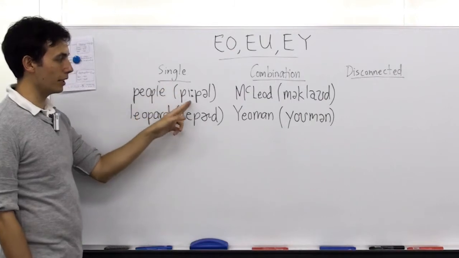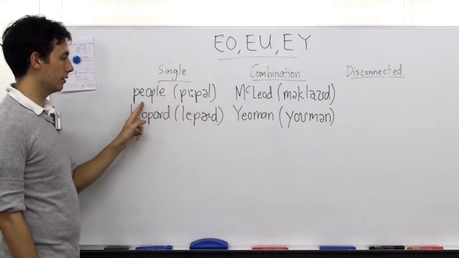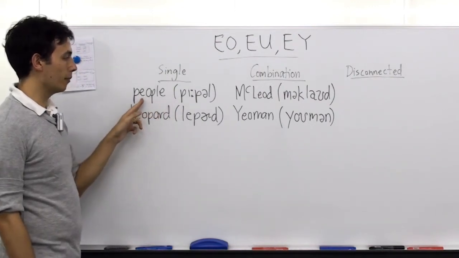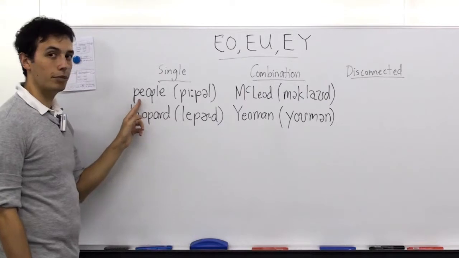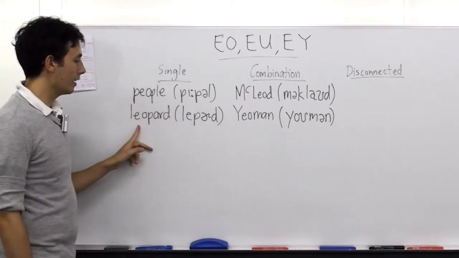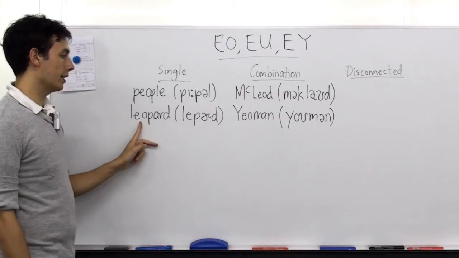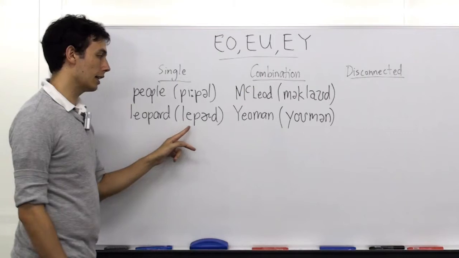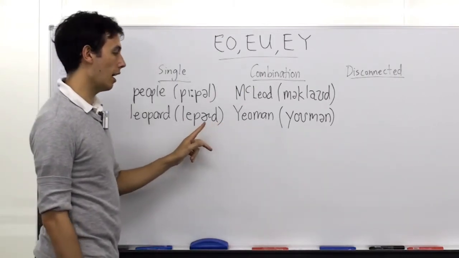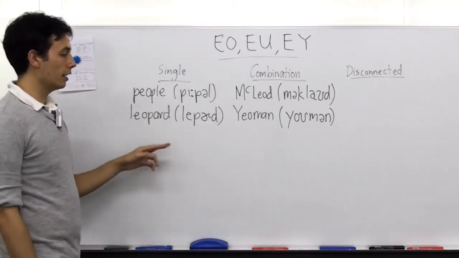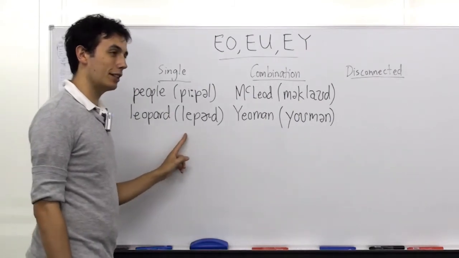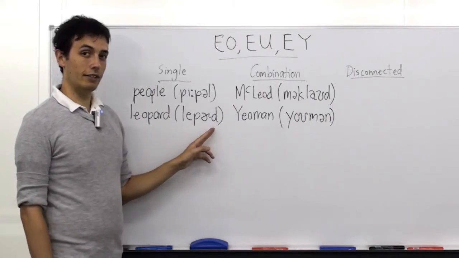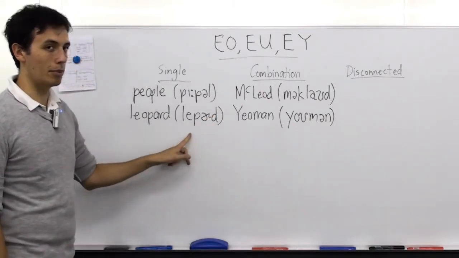Here, for the single sounds, we have E, people. Here it's not people. Here we have just a simple E sound, leopard. So in the American pronunciation, leopard, the R becomes pronounced. In the British English, sorry, I keep saying that, it would be more like leopard. You don't really hear the R.